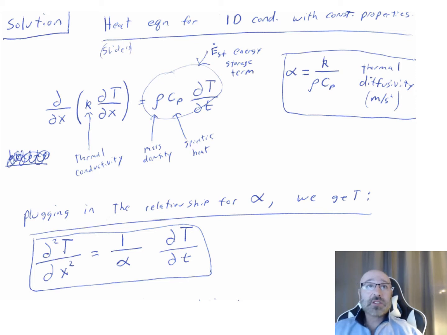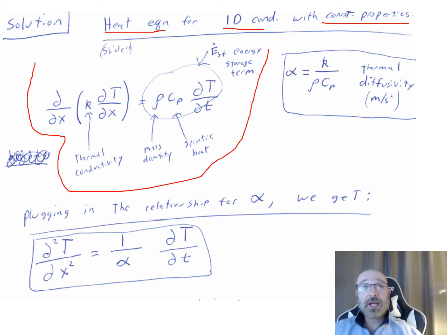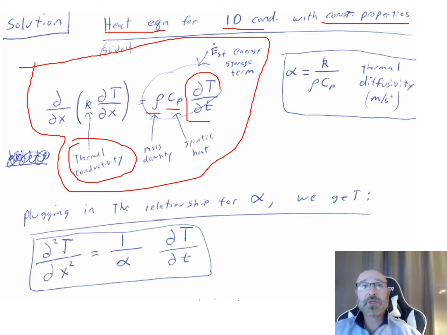So we look at this as heat equations. What we're looking for is 1D conduction with constant properties. So what general equations do we know that we can use for that? Well, we have this relationship here from our textbook for a general equation, where we have d/dx of k dT/dx, where k is our thermal conductivity, equal to our density times our specific heat times our partial change in temperature with respect to time. This whole term on the right is our energy storage term.